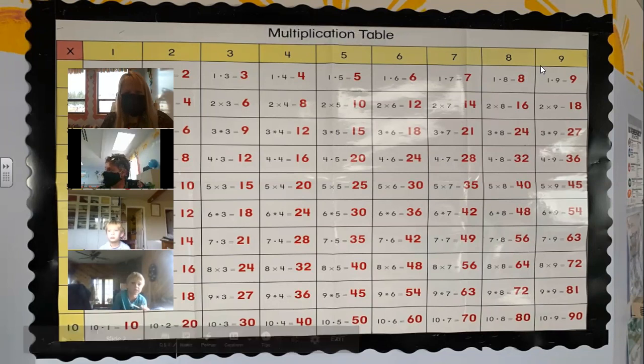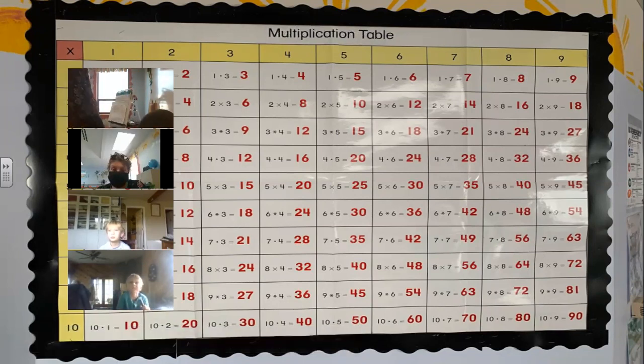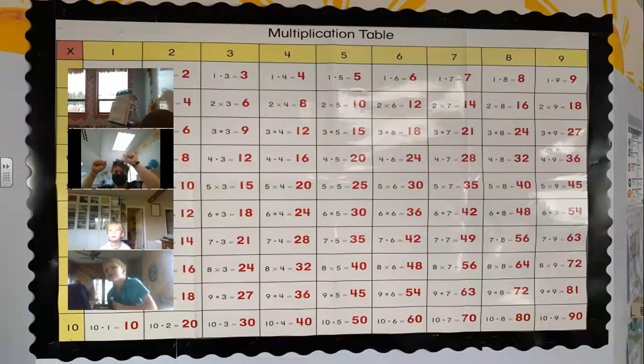All right, let's go through our 5s. We're going to say our count bys together. Here we go. You guys ready? 1 times 5 is 5. 2 times 5 equals 10. 3 times 5 equals 15. 4 times 5 equals 20. 5 times 5 equals 25. 6 times 5 equals 30. 7 times 5 equals 35. 8 times 5 equals 40. 9 times 5 equals 45. 10 times 5 equals 50.